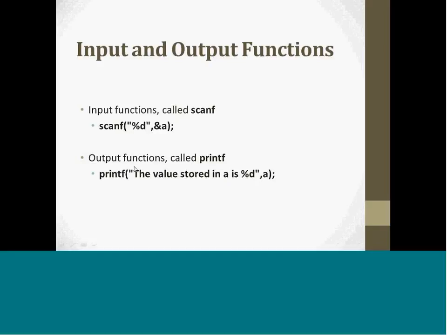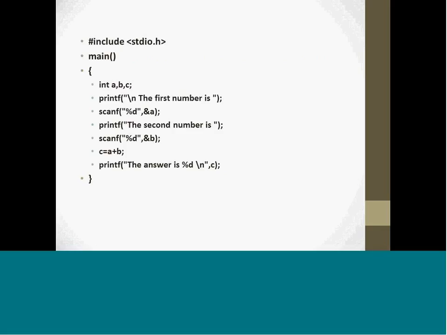In both scanf and printf, we see a symbol like percent D. It tells the compiler that a value is printed out or read in, and the D tells the compiler the type of the value, an integer here. Okay, now let's try a program to see how it works.